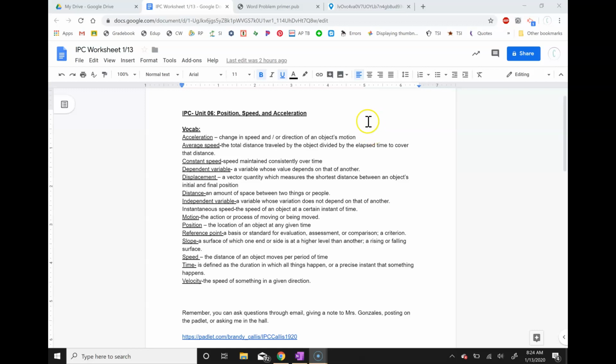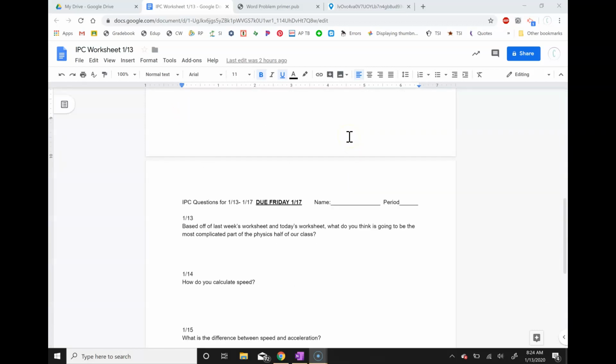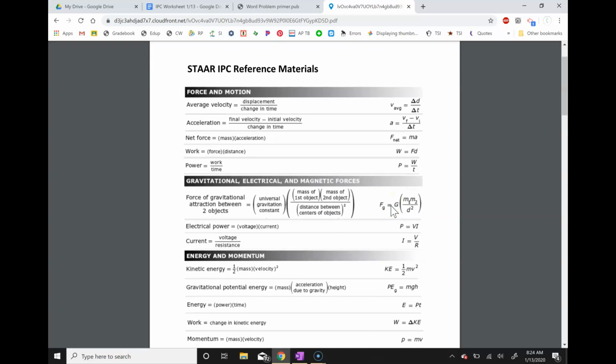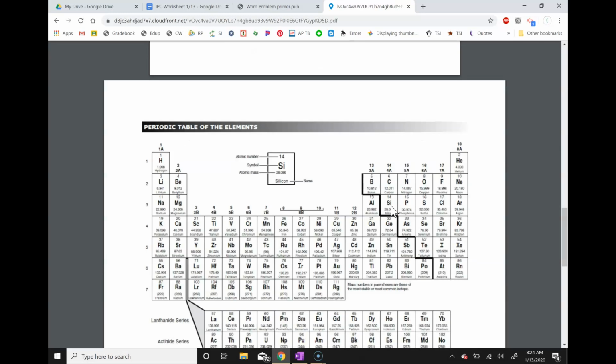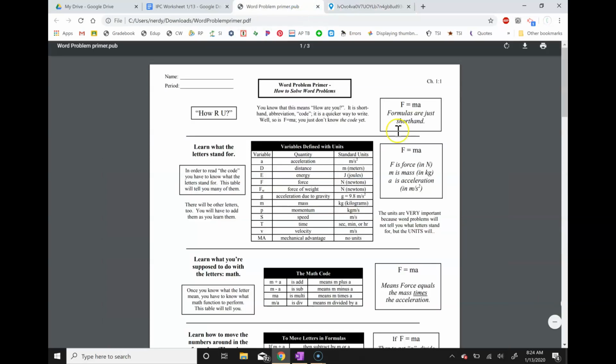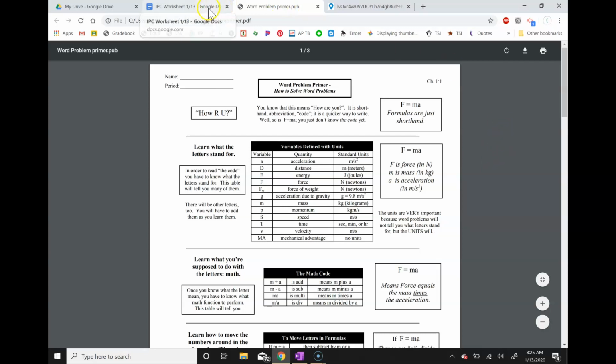Okay? Today you should be getting 3 worksheets. The first one looks like this. It has IPC Unit 6 on the front, and then it has your weekly questions on the back. You should have also gotten this STAR IPC reference materials worksheet with formulas on the front and back. You actually don't have the periodic table or the blank page at the end because we already went over our chemistry. And then last but not least, you have the worksheet. The top of it says Word Problem Primer, or how to solve word problems. So we are going to be looking at those 3 worksheets today.